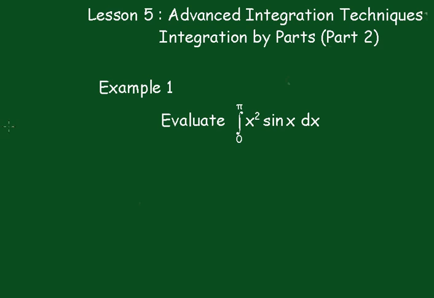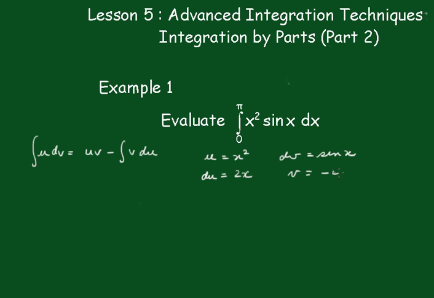rule. That is the integral of u dv equals uv minus the integral of v du. Here my u is going to be x squared and my dv is going to be sine x. So my du equals 2x and my v is equal to minus cos x.